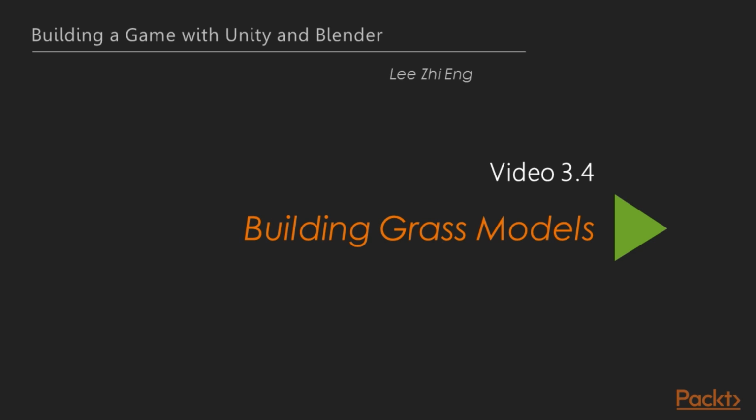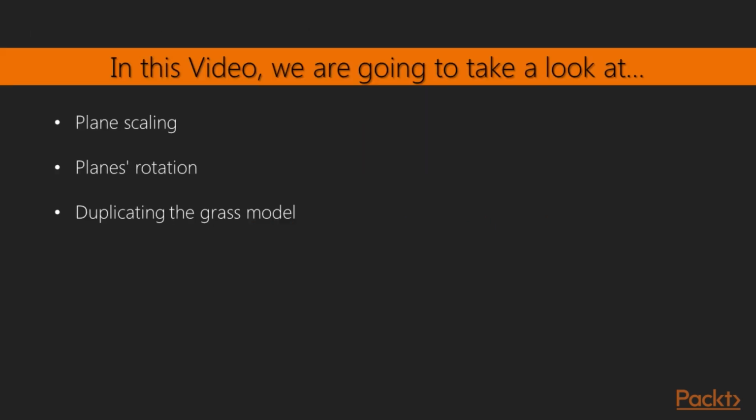In the previous video, we learned how to create rock and wall textures. In this video, we are going to start with plane scaling. We will apply textures and adjust the plane's rotation. Finally, we will duplicate the grass model to render it.